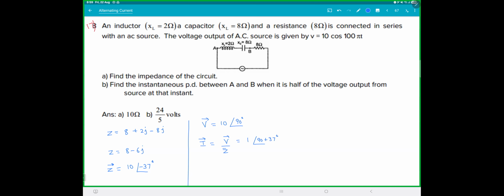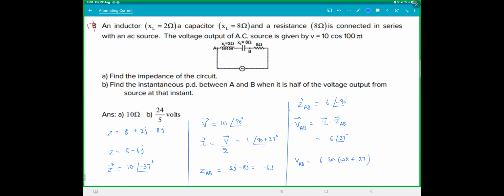Great. You want the potential difference between A and B, so I need impedance between A and B. Between A and B, the impedance is 2J minus 8J, minus 6J. So ZAB will be 6 at angle minus 90. Potential difference across AB will be current into ZAB. That would be 6 at angle 37. So potential difference across AB will be 6 sine omega t plus 37.